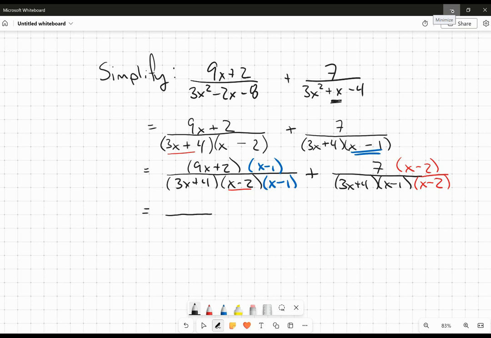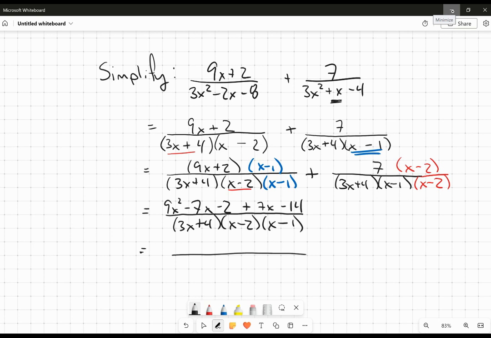Now, my denominators are the same. I've got 3x plus 4, x minus 2, x minus 1. Now, up in the numerator, I have to expand these guys out here. So this is going to be 9 times x is going to be 9x squared, minus 9 plus 2 is going to be minus 7x minus 2, plus, and now I'm going to distribute the 7 by the x minus 2 and get 7x minus 14. Good.